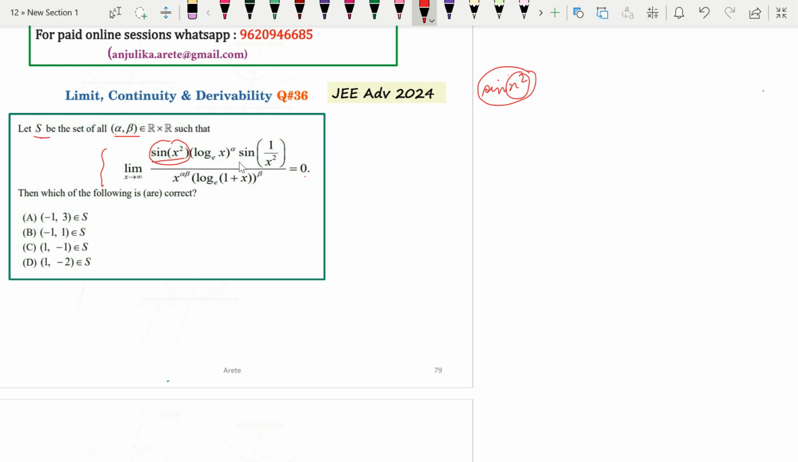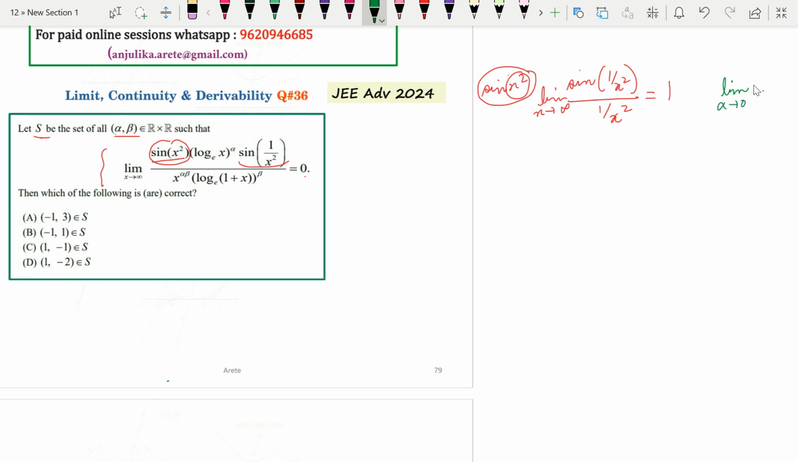Now let's look at the other one, sine 1 by x square. As x goes to infinity, 1 by x square goes to 0, right? Now if I have this also in the denominator, what is this limit? Limit x goes to infinity, what is this? Do you agree with me that it should be 1? If not, then think about this. You might have seen this earlier.